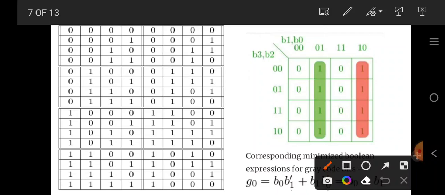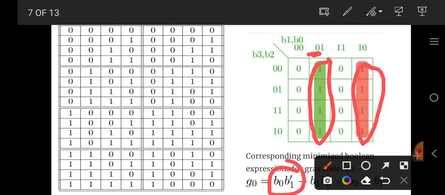So if you consider this group, then what will be the variable for that? It is b1 b0, but the b1 is represented by 0, so it will be b1 bar b0. Okay, so b1 bar b0 I have written here. Now for the second group, it is having b1 b0 bar. So for this group it will be b1 b0 bar.